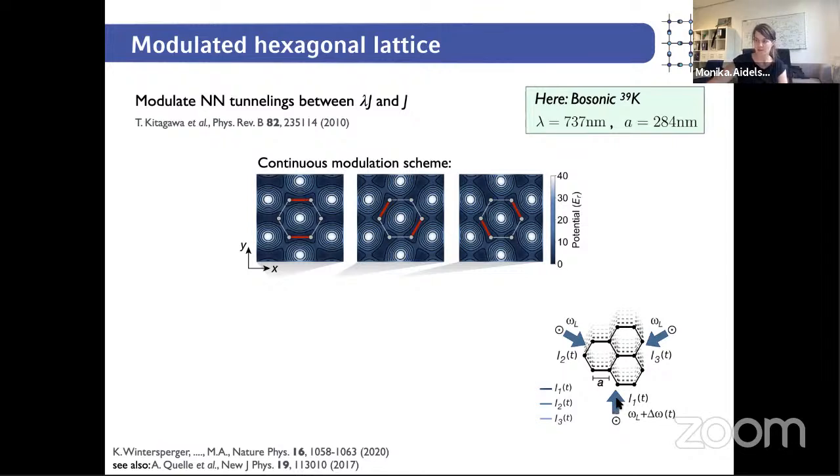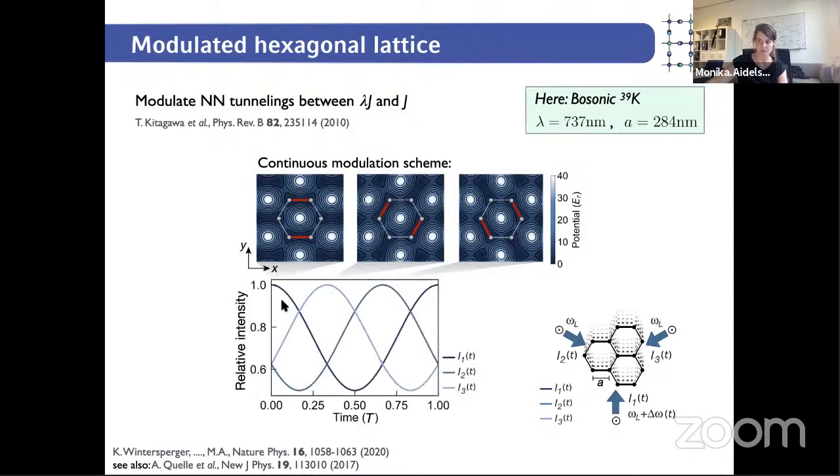So now we can just periodically modulate these intensities as a function of time, and we do that out of phase. So this is what is shown here for the 3 intensities, I1, I2, I3. And we modulate them in this cosine type manner, shifted by 2 pi over 3 for the 3 beams. And here, these are 3 snapshots during this modulation sequence.